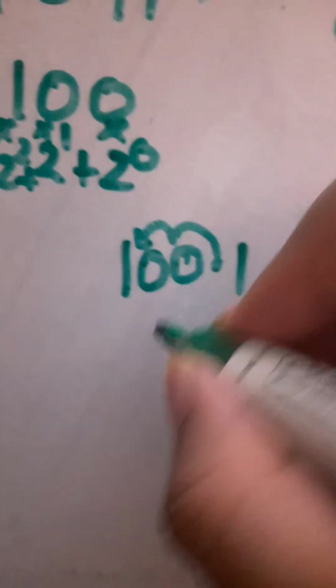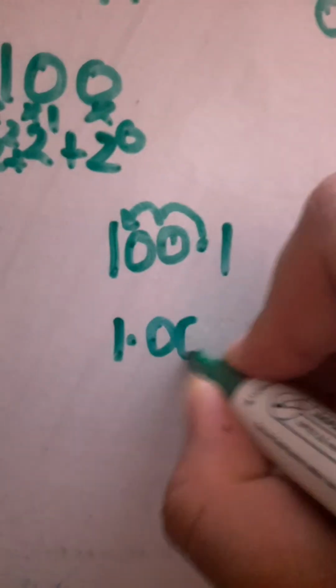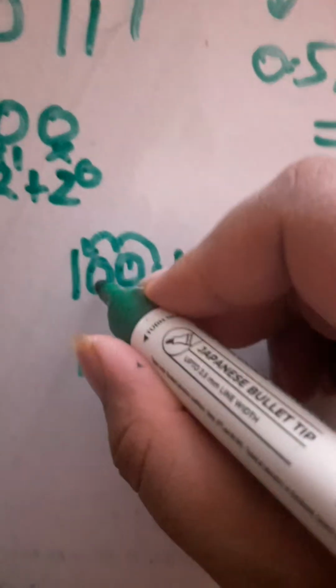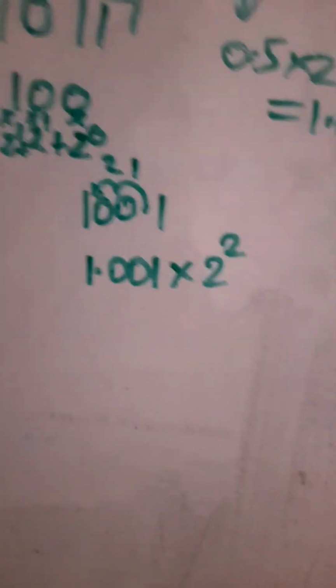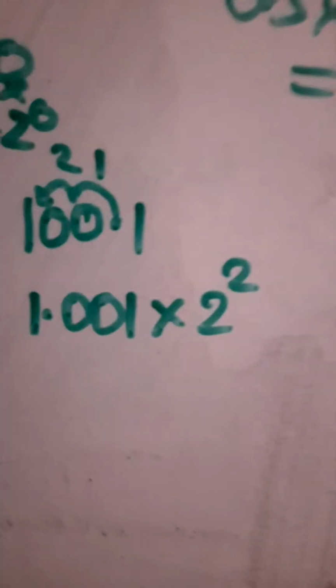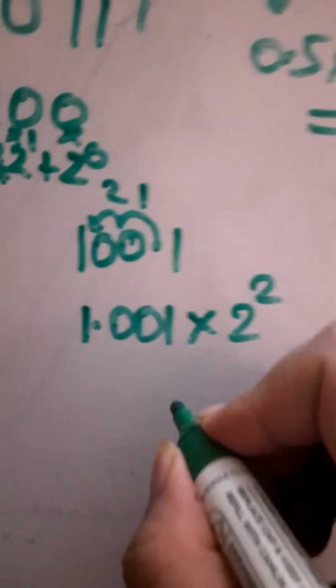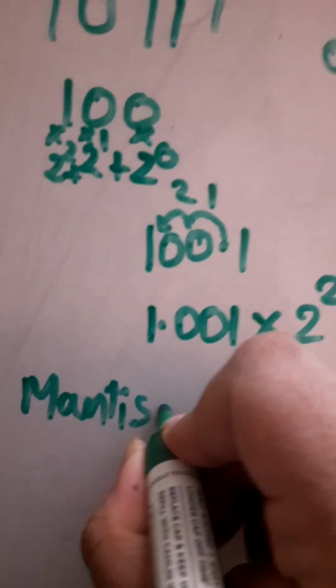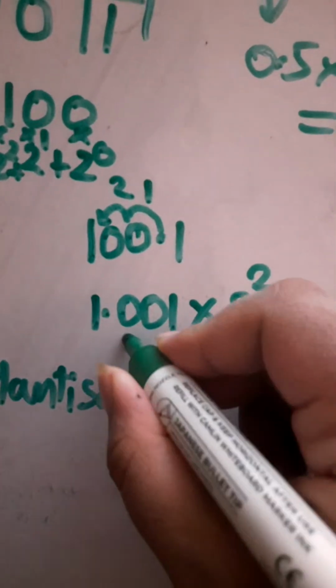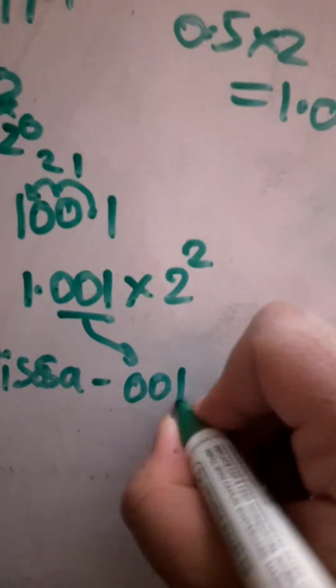So now what I have to do is, I just have to note that my decimal point goes behind 1, like after 1. So how many places did I go? 1 and 2. So I would write into 2 raised to 2. Understood? Now, this is our mantissa, by the way. Mantissa is this part, 0 0 1. But I have to fill zeros till 23 bits.